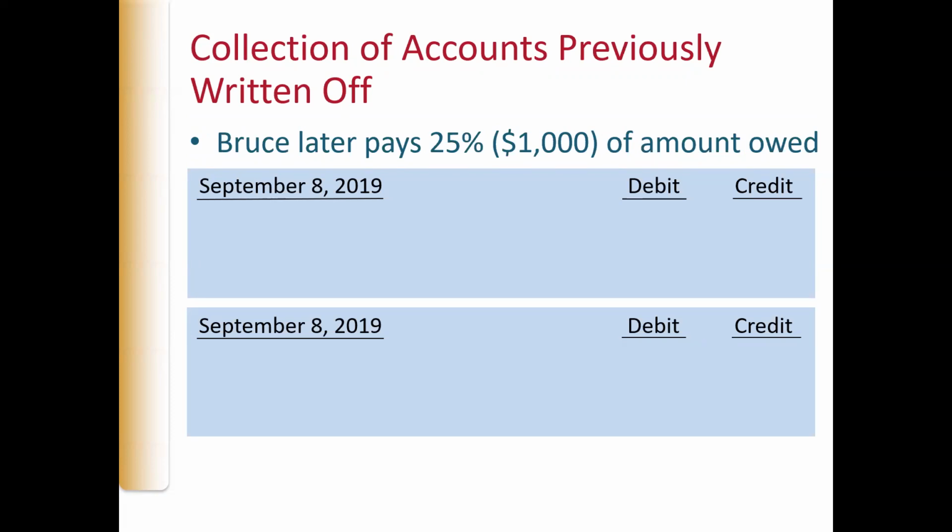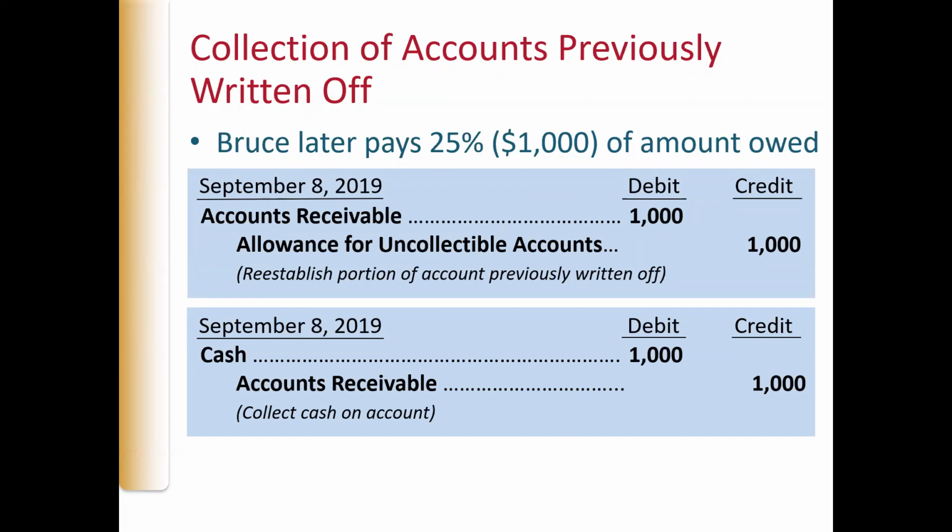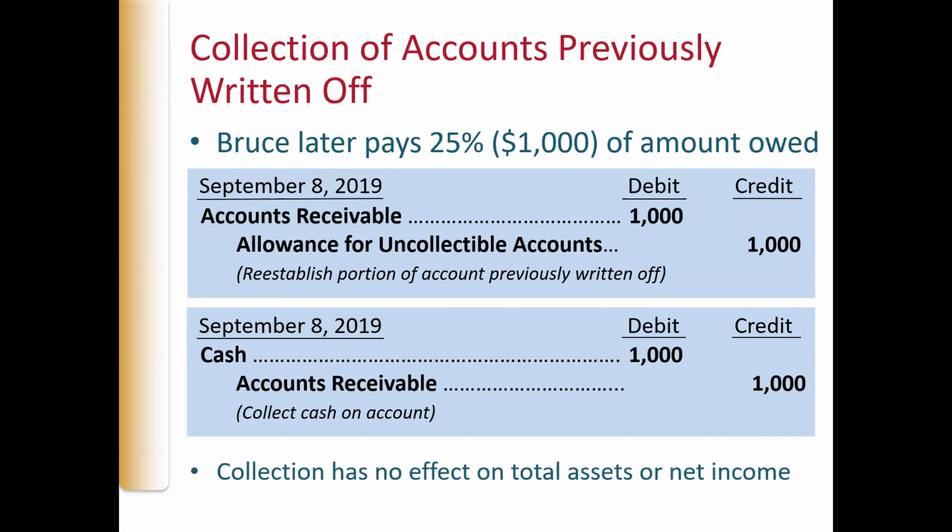So what happens when Bruce later pays 25% of the amount owed? Remember, we had previously written off his account. So what we now need to do is reinstate the $1,000 he's going to pay. So we debit his accounts receivable $1,000, now he's going to pay us. We credit the allowance. We then debit our cash and credit his particular accounts receivable for the $1,000 that he's going to pay. Again, this collection doesn't have any effect on our total assets or our total income. We took care of that in the previous year when we estimated our uncollectibles.